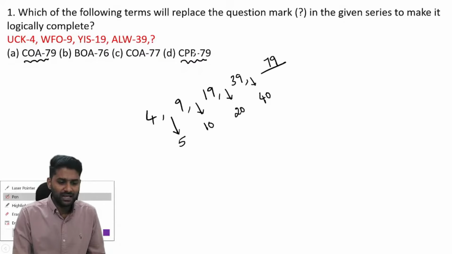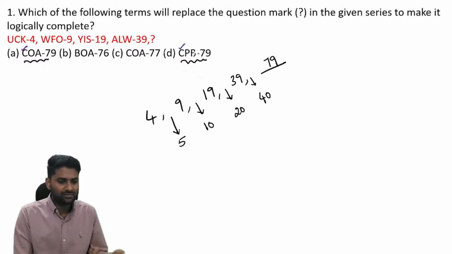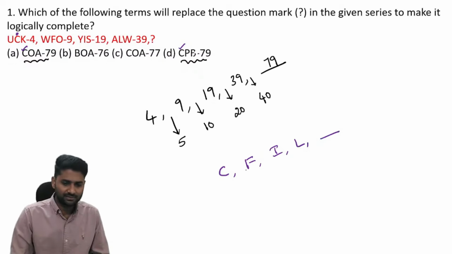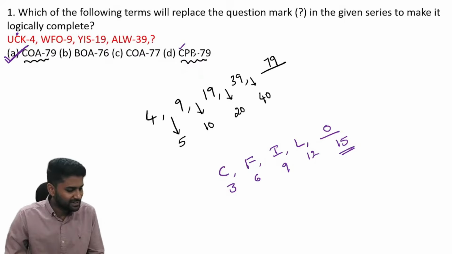Let's find the logic in the alphabets. See here the alphabet C is common, so focus on the second alphabet only. Here C, next one is F, next one is I, next one is L. What is the next letter? It's the third letter, sixth letter, ninth letter, 12th letter. Definitely we require the 15th letter. The 15th letter is O. So according to these options, A is the suitable answer. COA 79 is the correct answer.